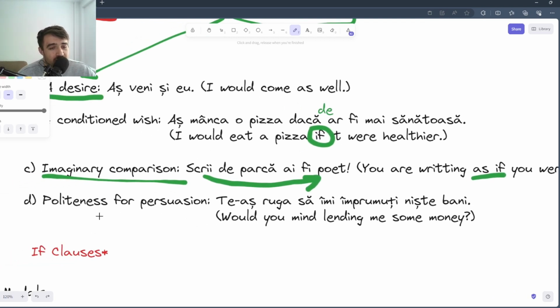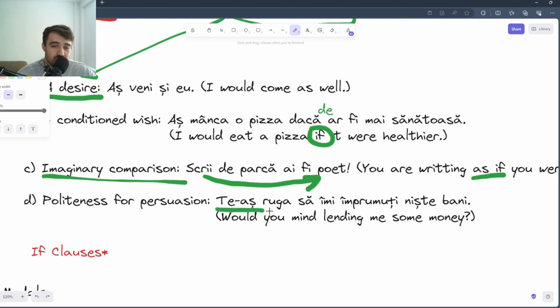And then we have the politeness for persuasion. This is a very specific thing that I wanted to mention because Romanians tend to do it a bit more than they should, I think. So, what does politeness for persuasion mean? Let's look at the example. "Te-aș ruga să-mi împrumuți niște bani."